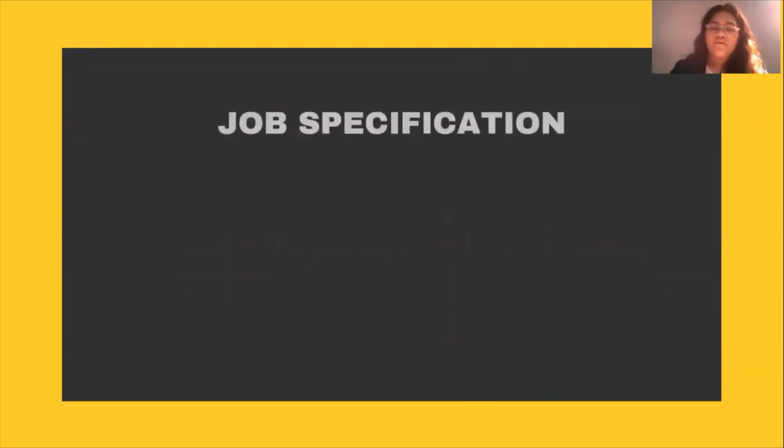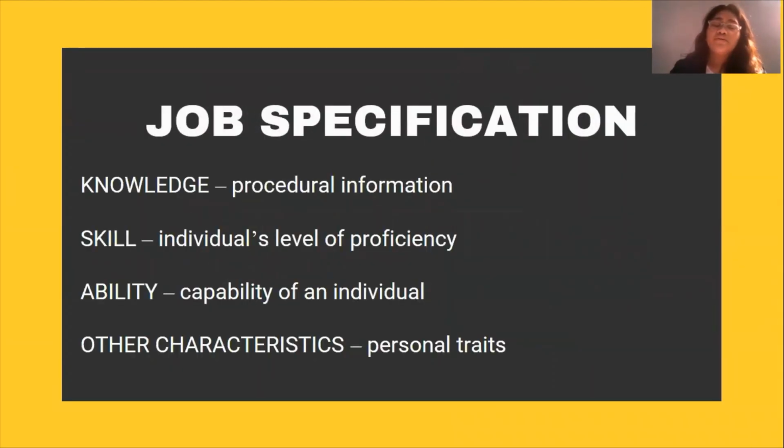Knowledge refers to procedural information for successfully performing a task. Skill refers to an individual's level of proficiency at performing a task. Ability is a capability of an individual. And other characteristics refers to personal traits such as one's achievement motivation.